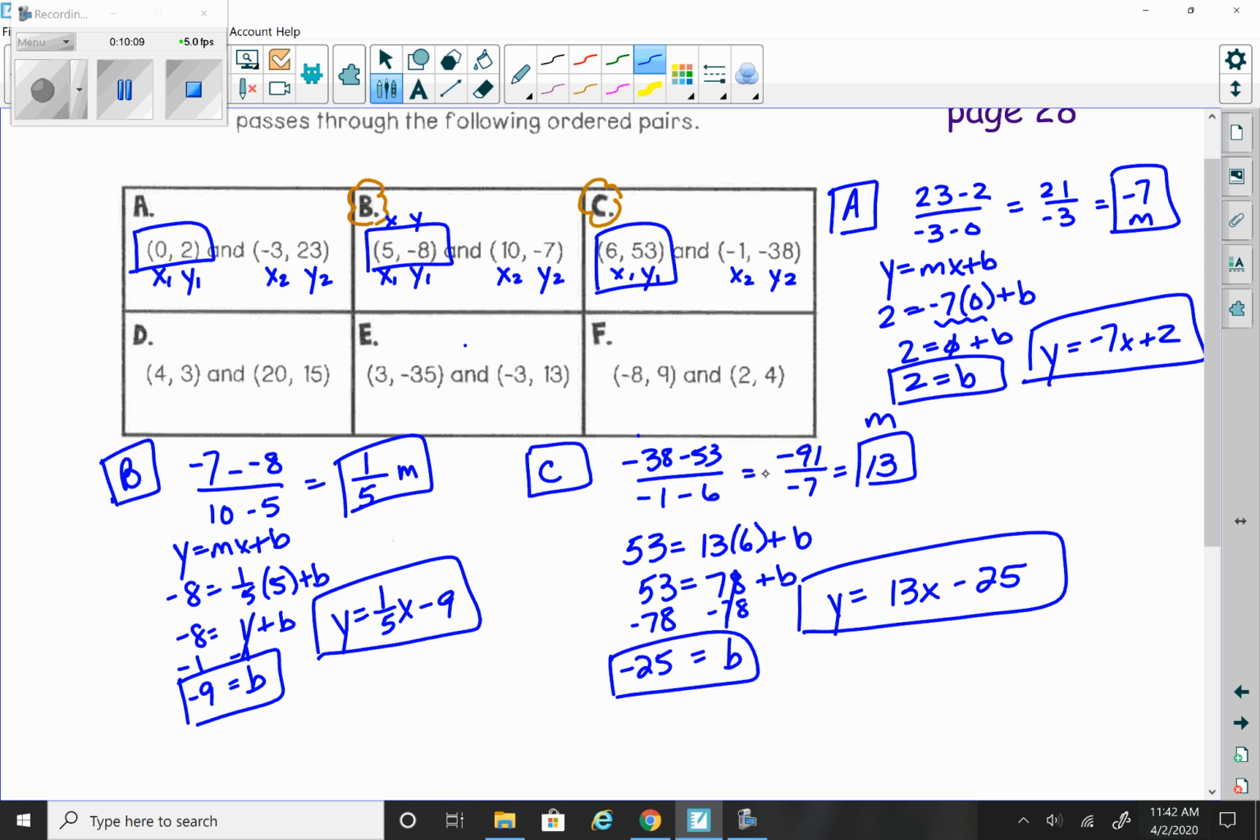Using that as my slope, and again, I use my first point with that slope, plug those values in, solve for b. So you multiply these two values together and subtract that constant over. I'm trying to get b by itself, so I have a b value of negative 25. So my equation is y equals 13x minus 25.